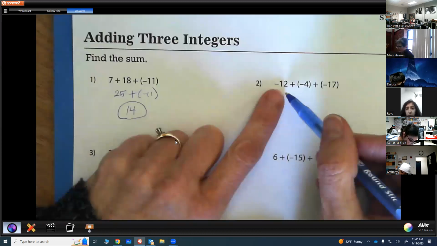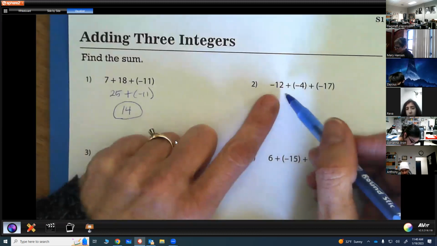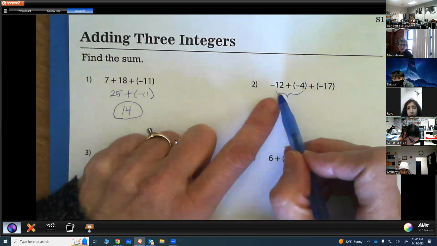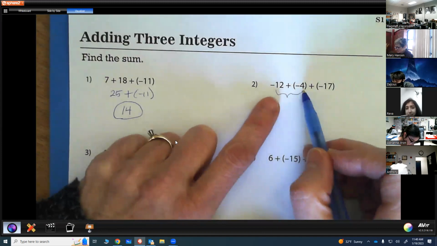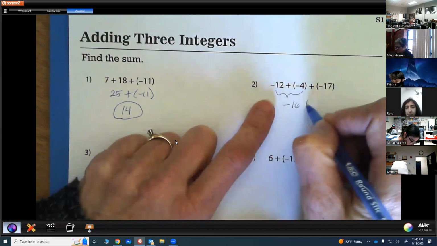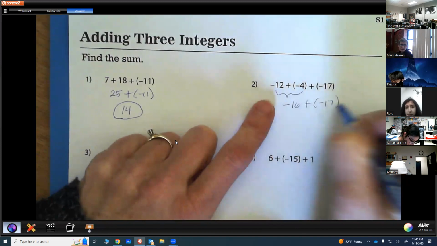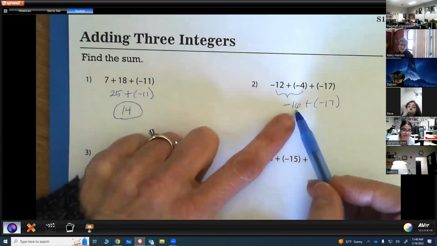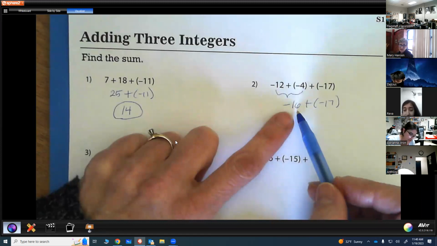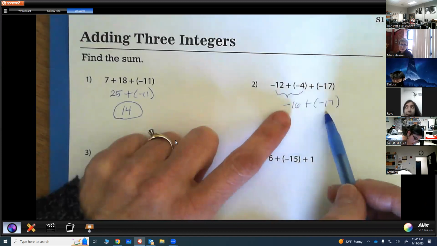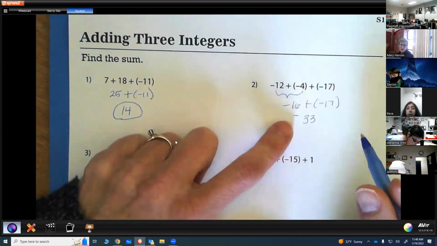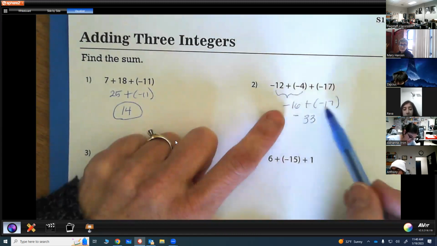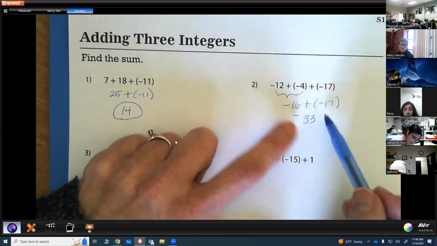Number 2, if I add these first 2 together, I have 12 negatives plus 4 more negatives. So I have a lot of negatives. I have 16 of them. And now I have 16 negatives plus 17 more negatives. So I have 33 negatives. Our signs are the same. So I add the numbers, carry the sign.